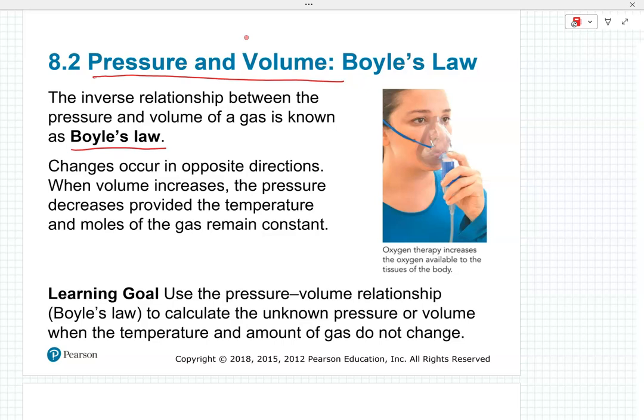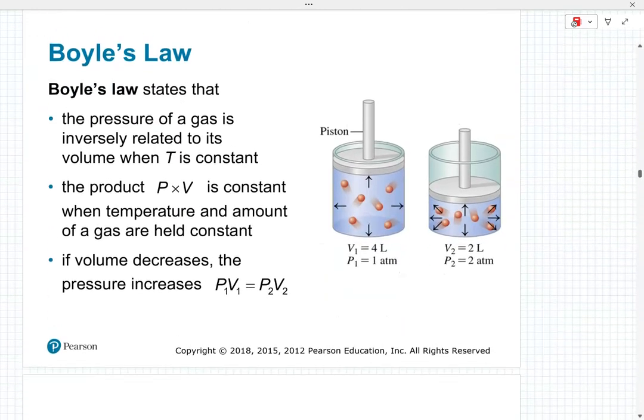Okay? Boyle's law can essentially be formulated like this. If the temperature and the amount of gas are constant, then with increased volume, the pressure decreases and vice versa. Sounds fair? I will demonstrate it. And it is fairly intuitive.